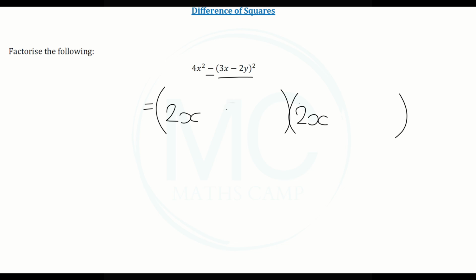So we can put 3x minus 2y over here. Let's put it into a bracket. And again, over here, minus 2y. Now we can put a minus sign in this side and a plus sign in that side.